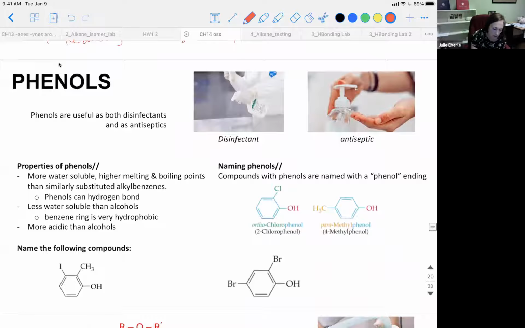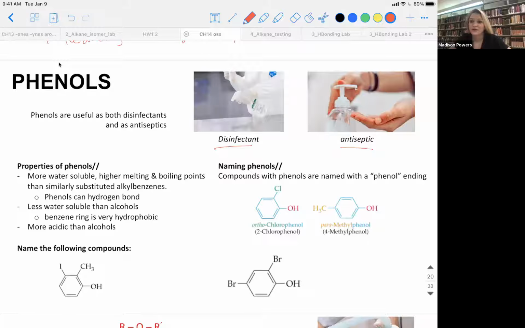Phenols are very useful. Phenols are especially useful all of 2020 because why? They're the primary things in a lot of disinfectants and antiseptics. What's the difference between a disinfectant and an antiseptic just from looking at these pictures? Disinfectant is a spray and antiseptic is more of a gel.